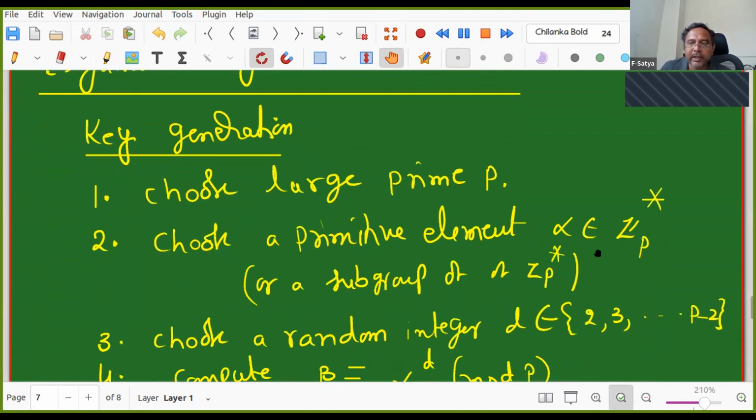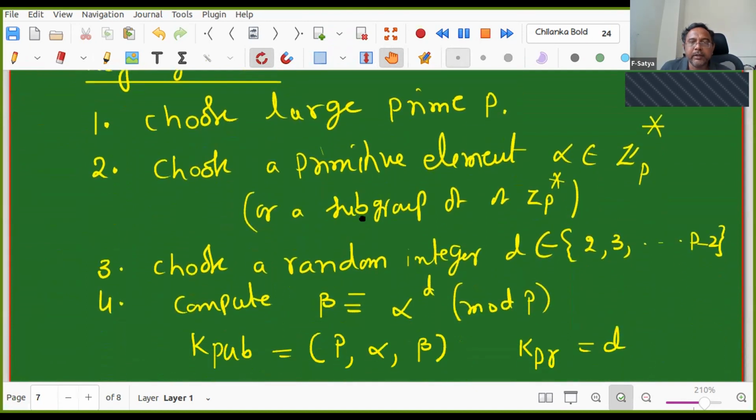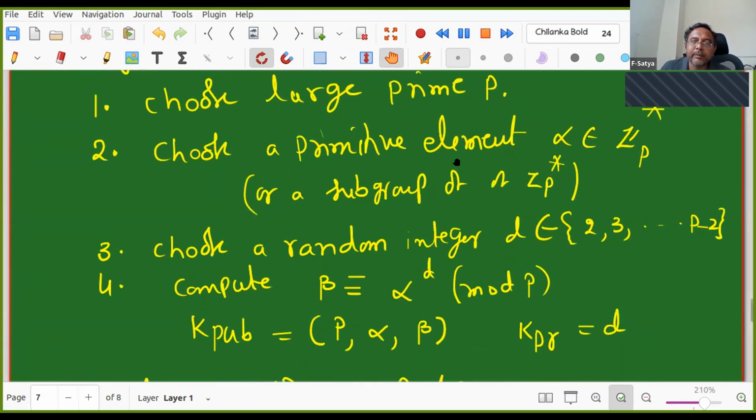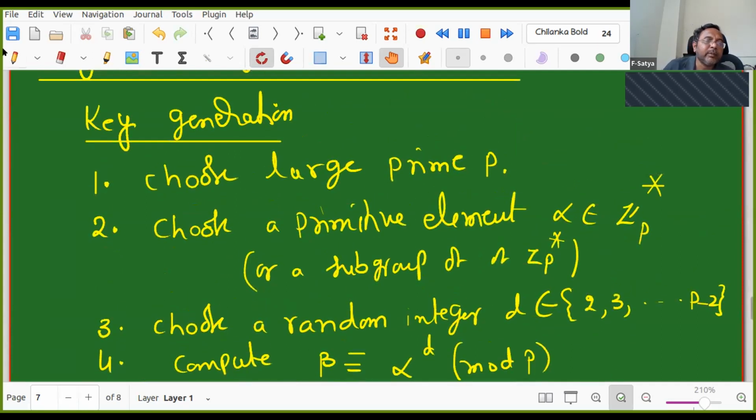Choose the primitive element alpha, or in fact, some people take a primitive element for a subgroup of ZP star. There is actually one more algorithm, the digital signature algorithm. Maybe one of them may tell it, I don't know. Otherwise, I will tell later. It is called simply DSA.